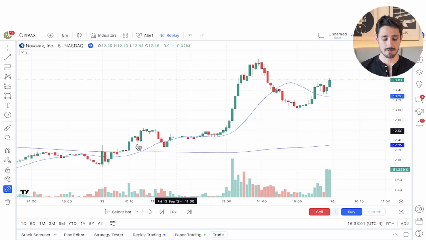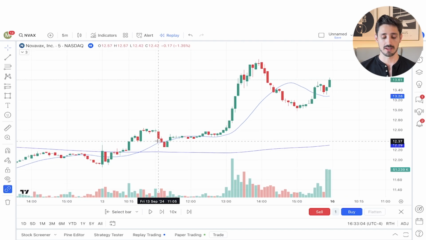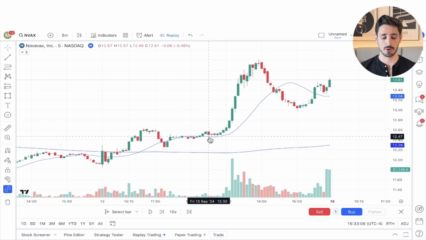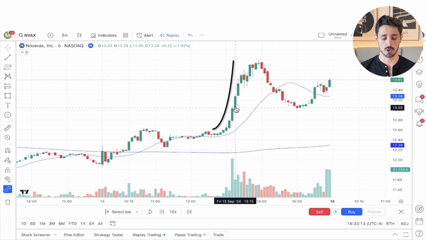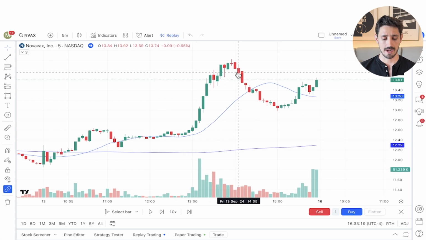You could see that NVAX was essentially in an uptrend the entire day, and then all of a sudden we had a breakout right here, and then we started off with some small green bars, and then we see a bigger green bar, bigger one, bigger one, bigger one. And then we ended up continuing higher, and we got the extension as well from the top.